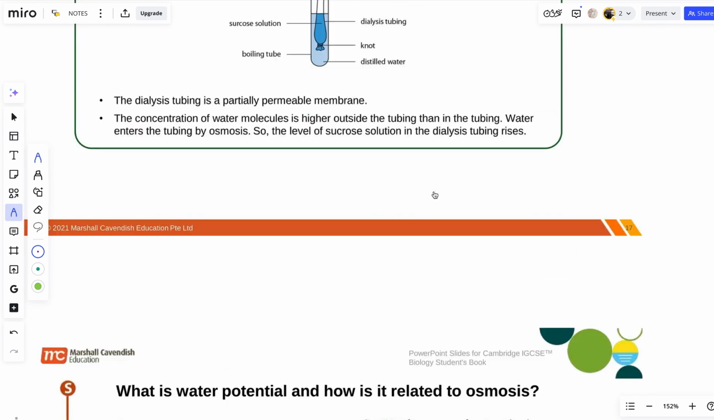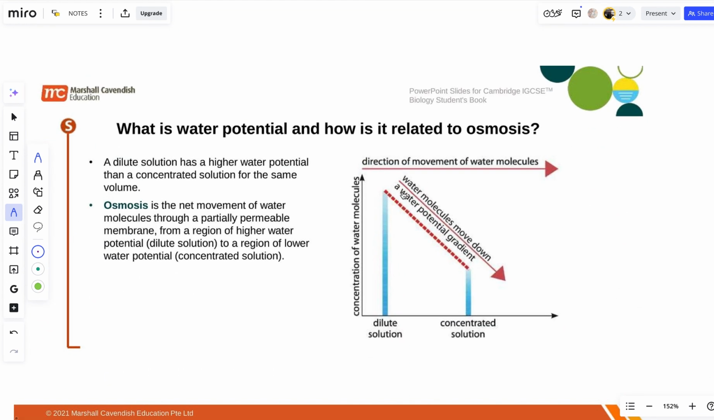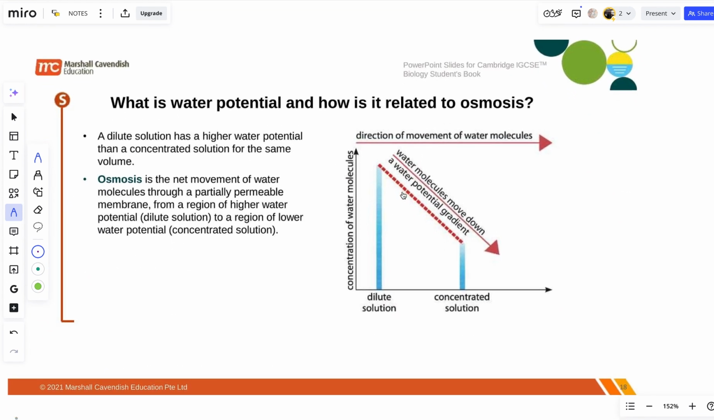Let's move on. So here is a question for osmosis. It's about the movement of water molecules. What is water potential and how does it relate to osmosis? Here you have a dilute solution, and here you have a concentrated solution. A dilute solution means more water; for something to be diluted, it contains more water than a concentrated solution. So when you have a dilute solution, that's where you have higher water concentration.